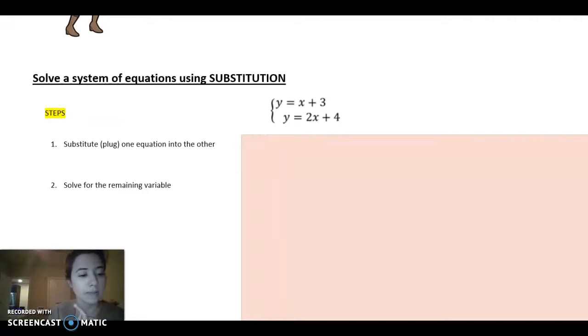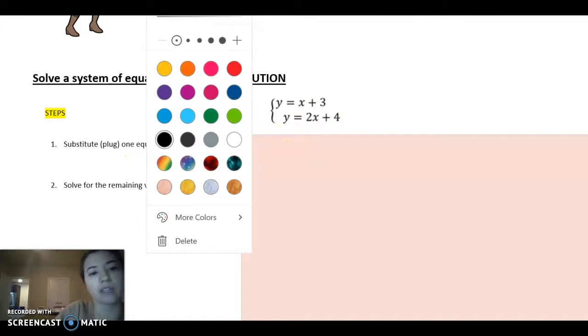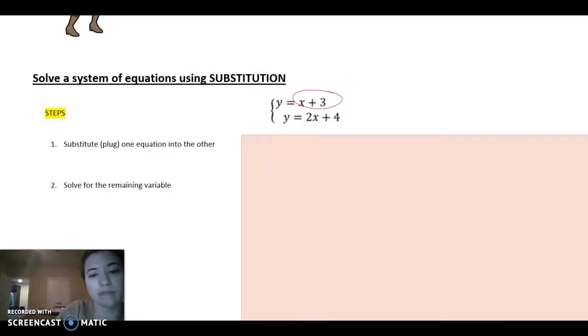Okay, so steps to solve a system using substitution. Steps to find where my points are the same at the same time. We're going to substitute one equation into the other. Plug one equation into the other. Again, this is what we did yesterday. So now I'm going to write that down. We have x plus 3. I'm using different colors to show you how I plugged it in. 2x plus 4.